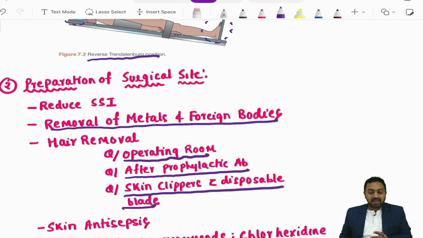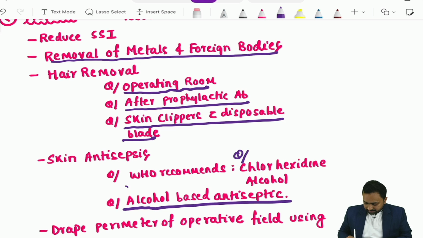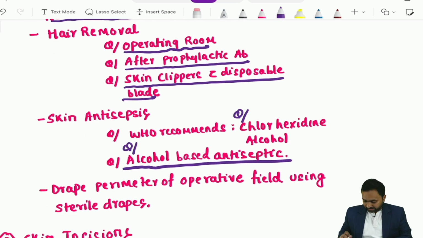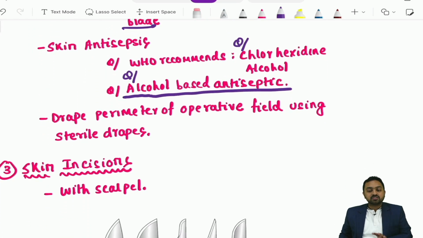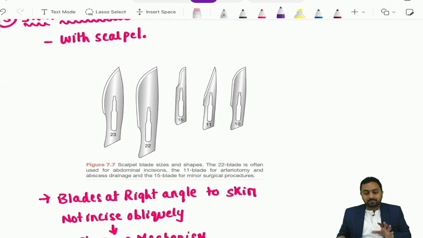Now regarding the skin antisepsis, your World Health Organization recommends the use of chlorhexidine alcohol, but usually we have an alcohol based antiseptic that is to be used. And we drape the perimeter of the operative field using your sterile drapes. Now regarding your skin incision, skin incisions are given with scalpel. So if you look, these are your various scalpel blade sizes and the shape. So we have this 22 blade which is used for your abdominal incision.